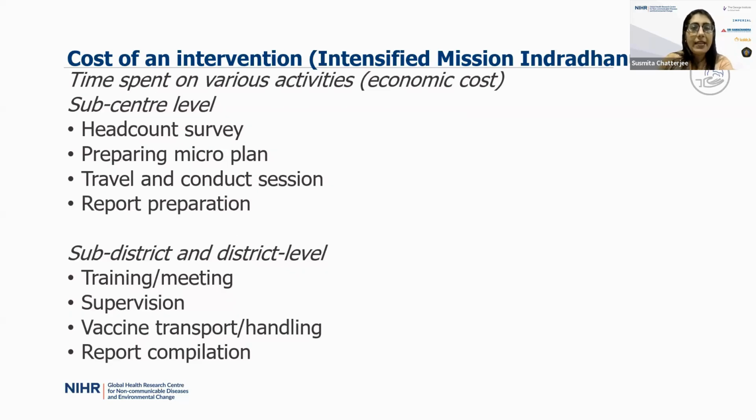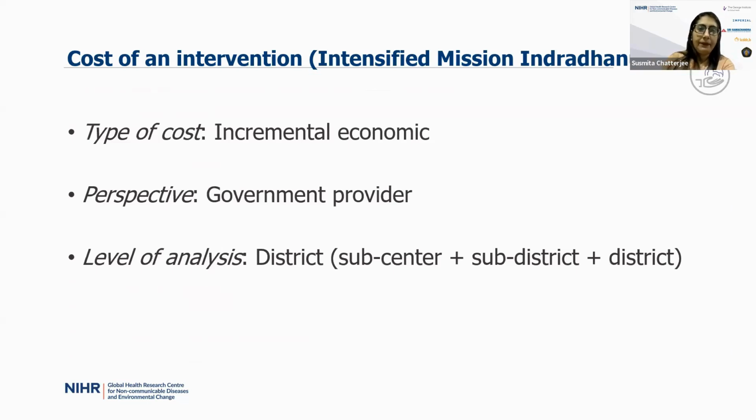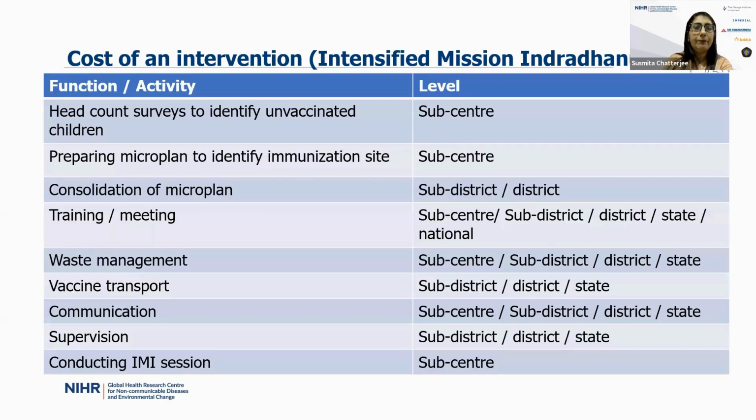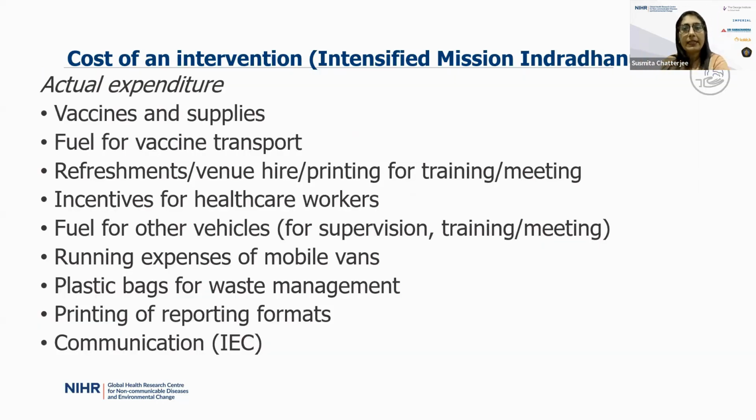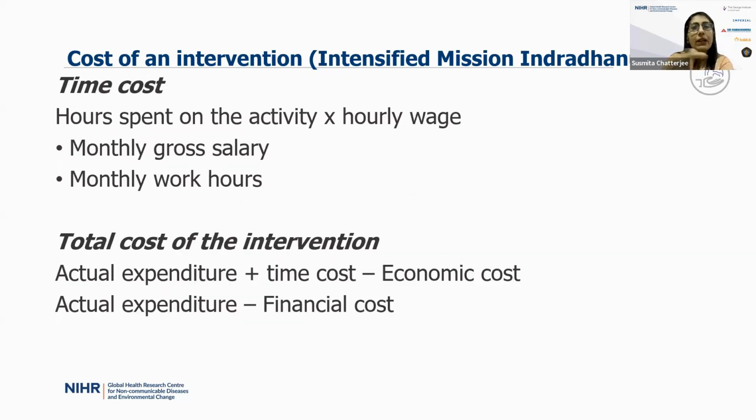But what I tried to say here is the process. You have to identify your type of cost, perspective, and level of analysis first. You have to identify all the functions and activities and at what level. Then you have to find out the actual expenditure at different heads, because this will go into different heads of your cost. Then you have to find out the time cost for different activities and at different levels. Then you have to do the cost calculation. And then finally, you will get the total cost of the intervention.